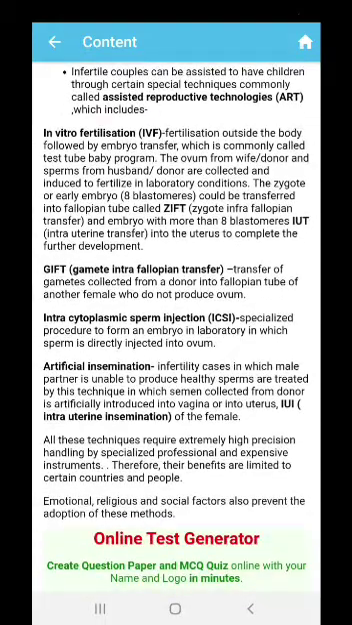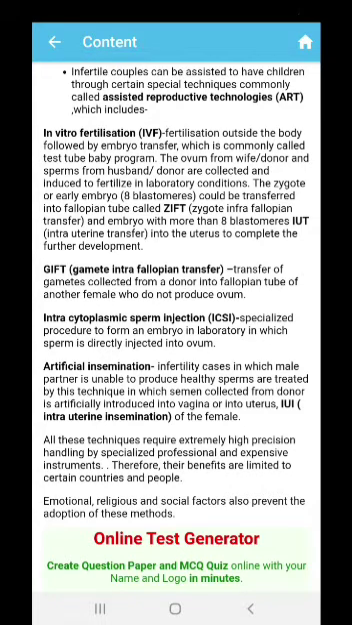There is one more technology known as GIFT, gamete intrafallopian transfer. In this, what happens, from a donor gamete is collected. That means a female gamete or female ova is collected. If the lady is not able to produce ova inside her ovary, then ova is collected from a donor and it is transferred inside the fallopian tube of another female.